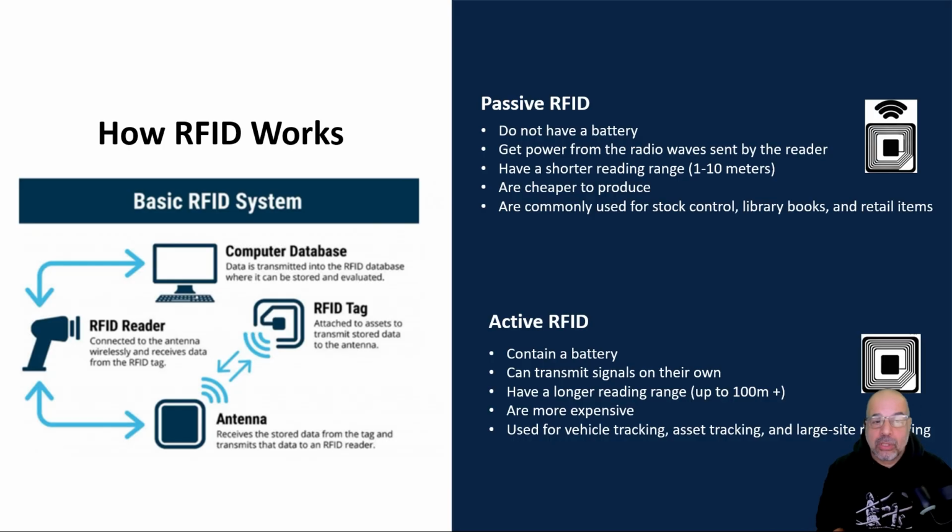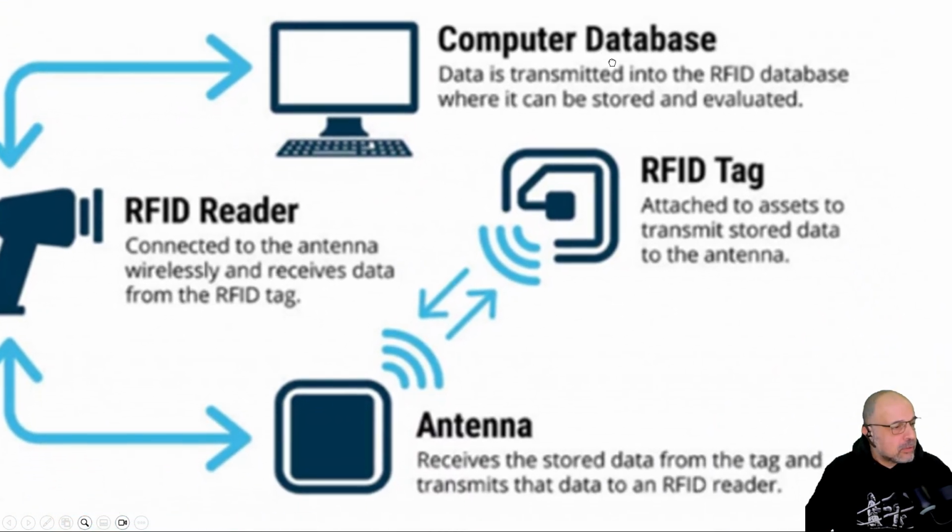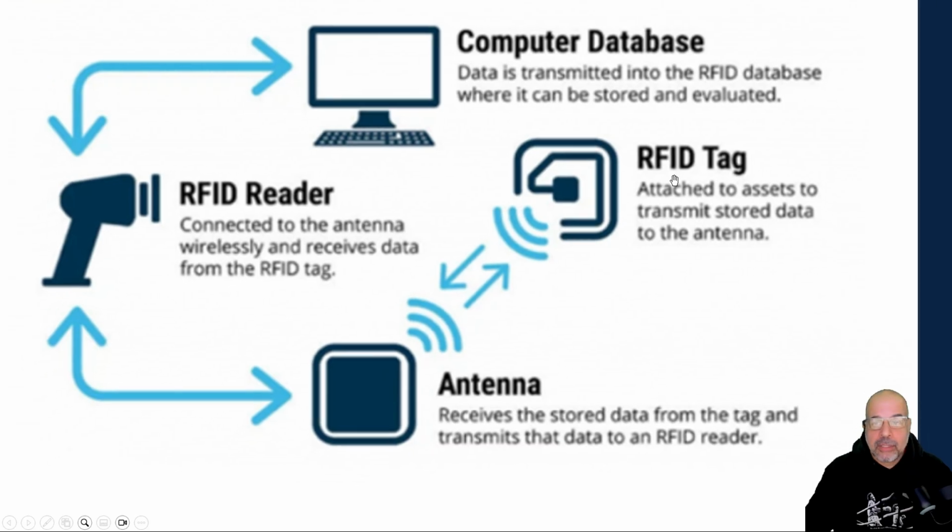Okay, so if we have a look at this next slide, it basically has here how RFID tags work. So let's have a look at this. The text is not very clear, so let's just zoom out a bit. The RFID is attached to assets to transmit stored data to the antenna. The asset will be the product, the vehicle, the passport, the human being's name tag. This antenna receives the stored data from the tag and transmits that data to the RFID reader.